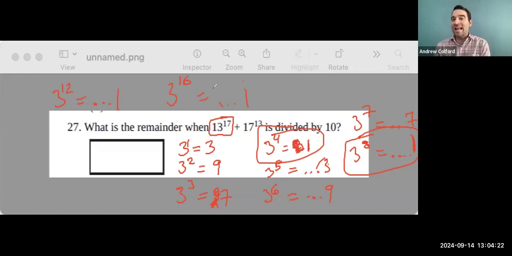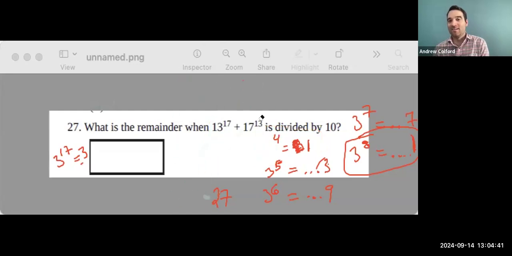So 3 to the power of 16 ends in a 1. If I go back to the cycle, what comes after 1? Well, 3. So I know that 3 to the power of 17 ends with a units digit of 3. I'll kind of bookmark that for now.